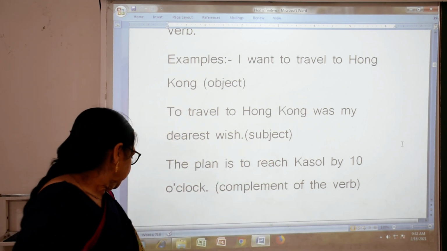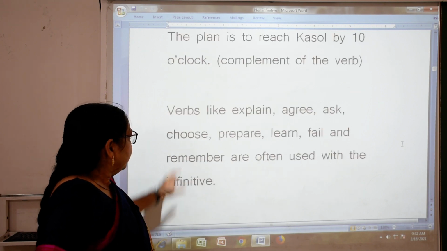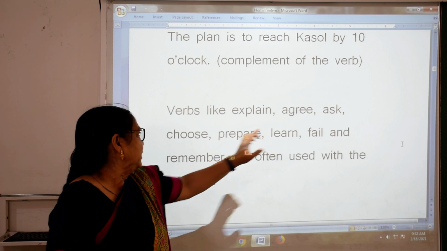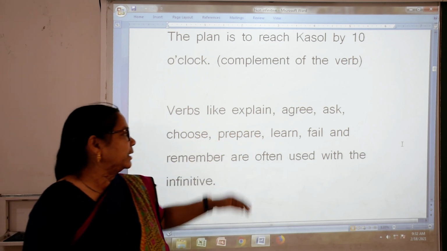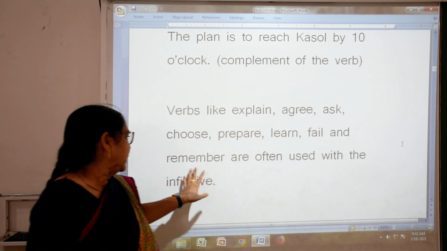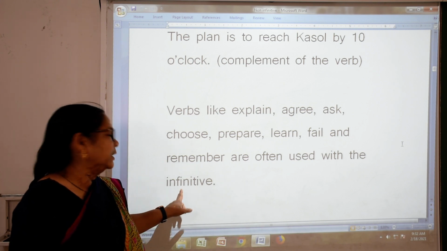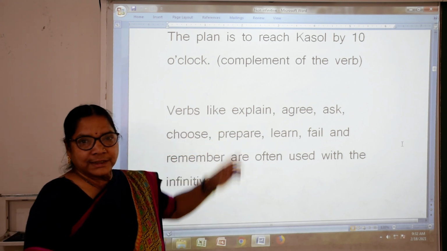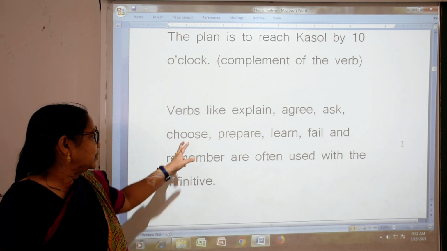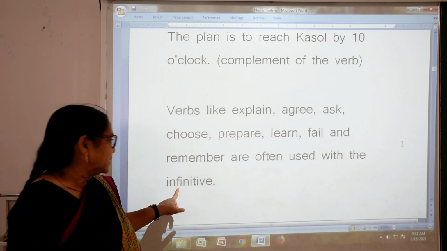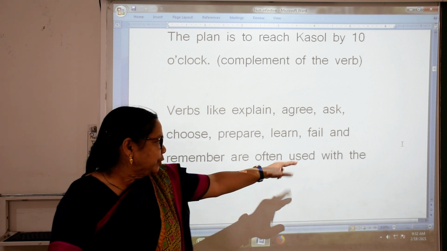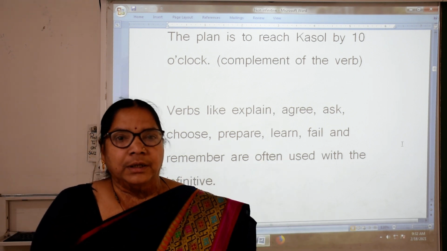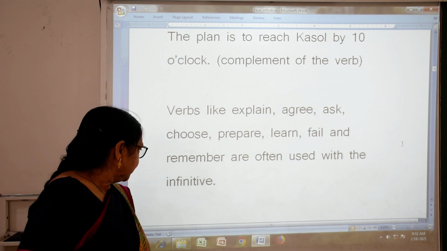Verbs like explain, agree, ask, choose, prepare, learn, fail, and remember are often used with the infinitive: to agree, to ask, to choose, to prepare. The infinitive is "to". I hope you are getting it, children.